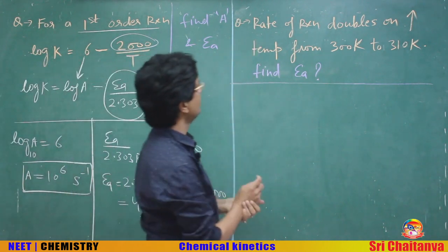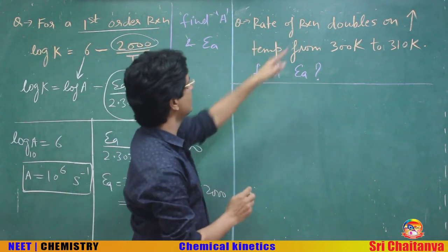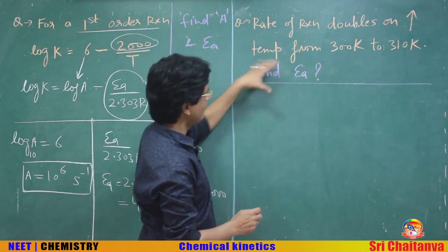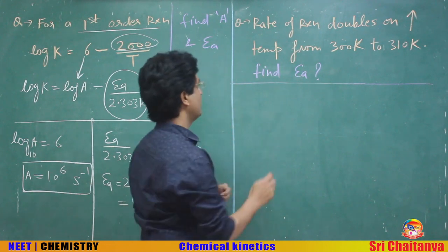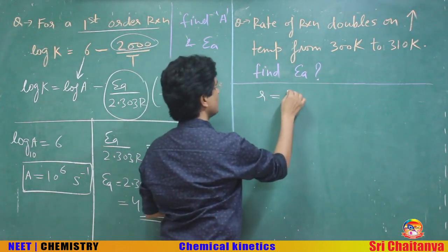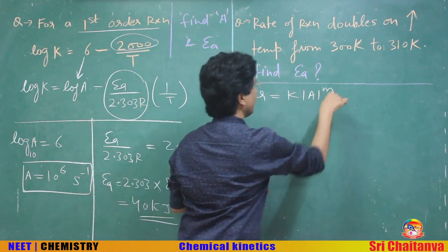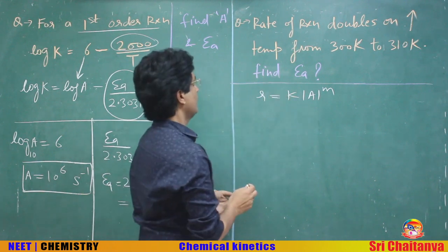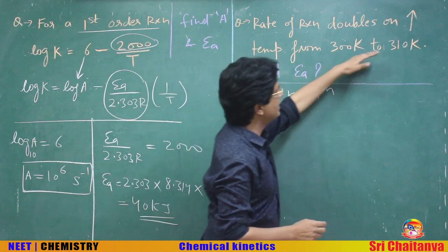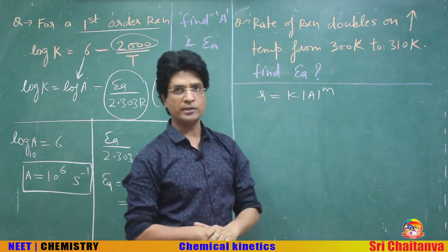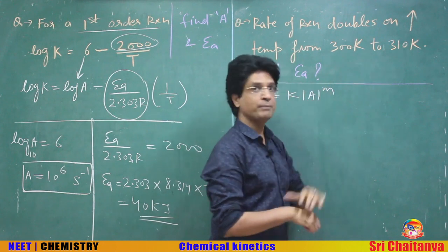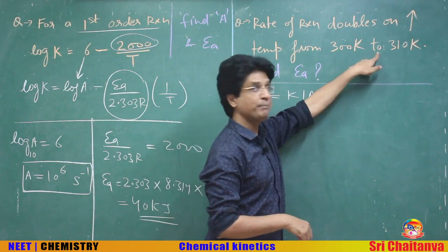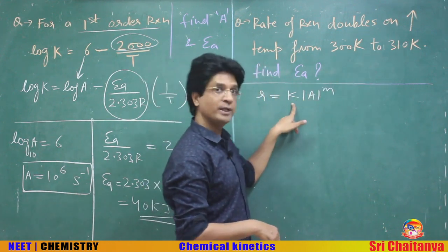Now let us come to this question. It says that the rate of reaction doubles on increasing temperature from 300 Kelvin to 310 Kelvin. Find the energy of activation in that case. Now let's say that the rate law is R equals k A to the power of m. I do not know which order this reaction belongs to, but let it be m. Now I know that on increasing temperature the rate will increase, and change in temperature will affect what? The rate constant and not the concentration. So on increasing temperature both rate and rate constant will change.